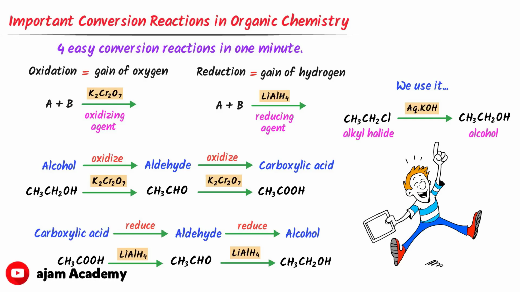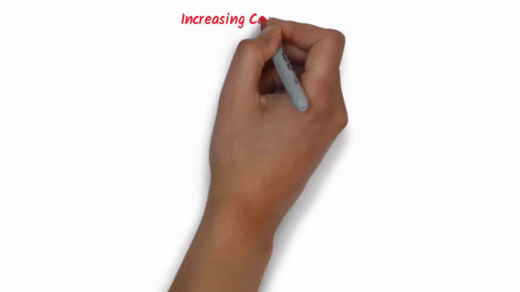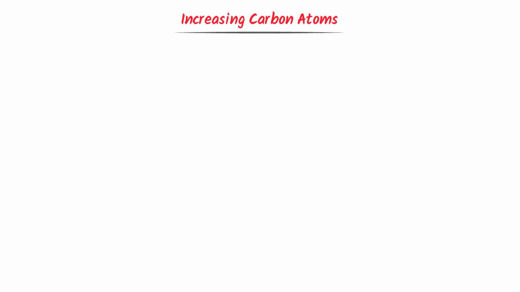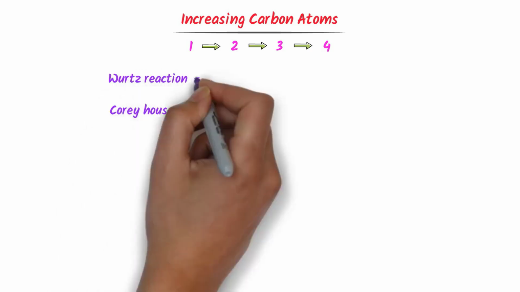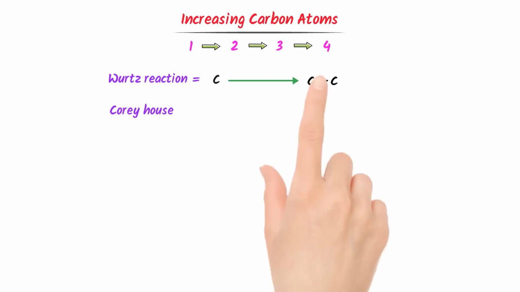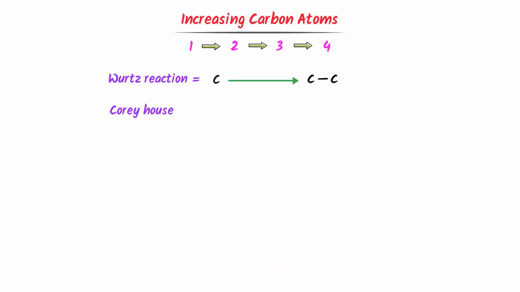Now let me teach you important conversion reactions of increasing carbon atoms. In such type of conversion reactions, the number of carbons increases from 1 to 2, 2 to 3 and 3 to 4. We use 2 reactions to do these conversions. One is Wurtz reaction and the second one is Corey-House reaction. In Wurtz reaction, we convert a single carbon atom to 2 carbon atoms.